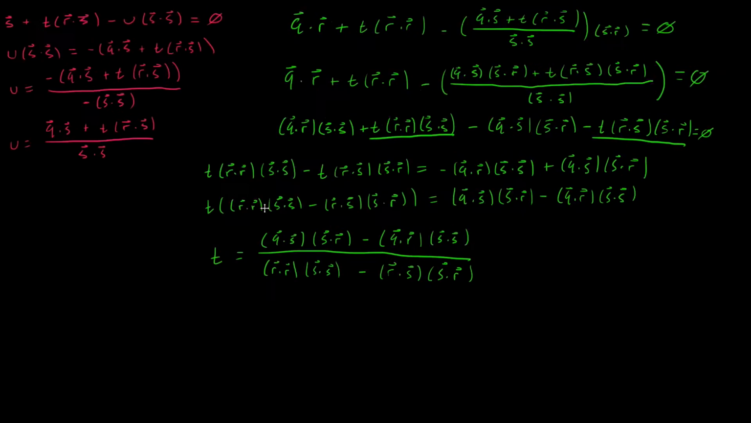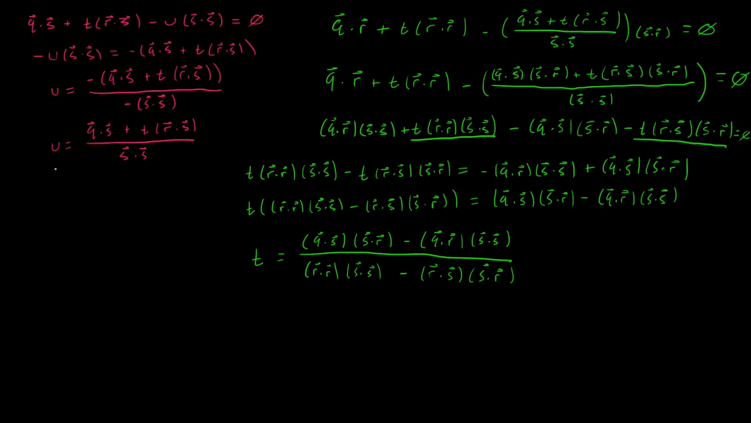And to find u, we would calculate t and plug it back up into this guy. So that's really all we need. We have our u and our t. So to find p0 and p1, we would just plug those in. So p0 becomes a plus t times r, and p1 becomes c plus u times s.